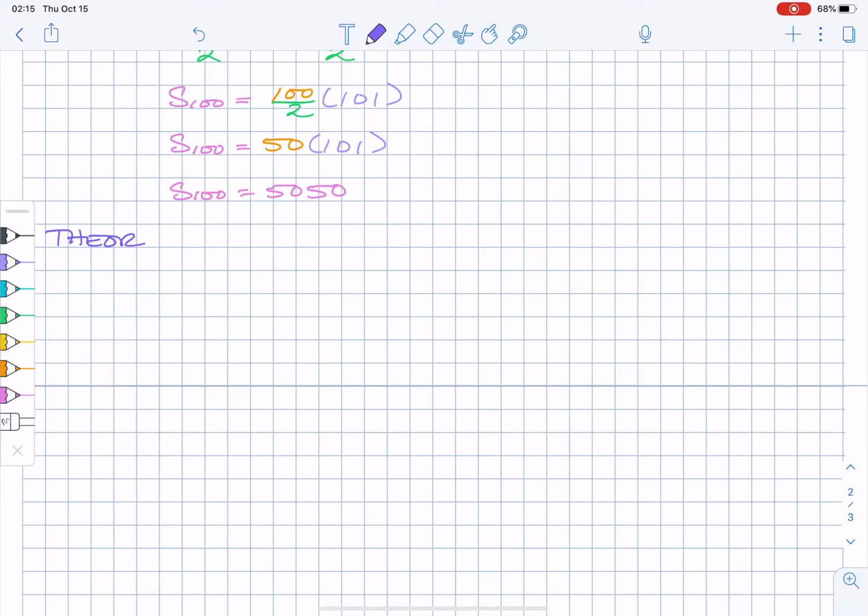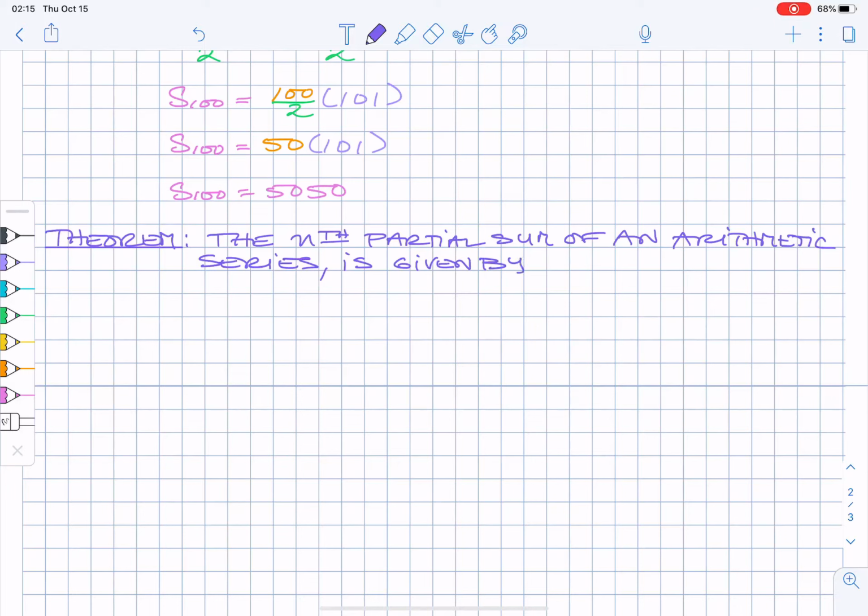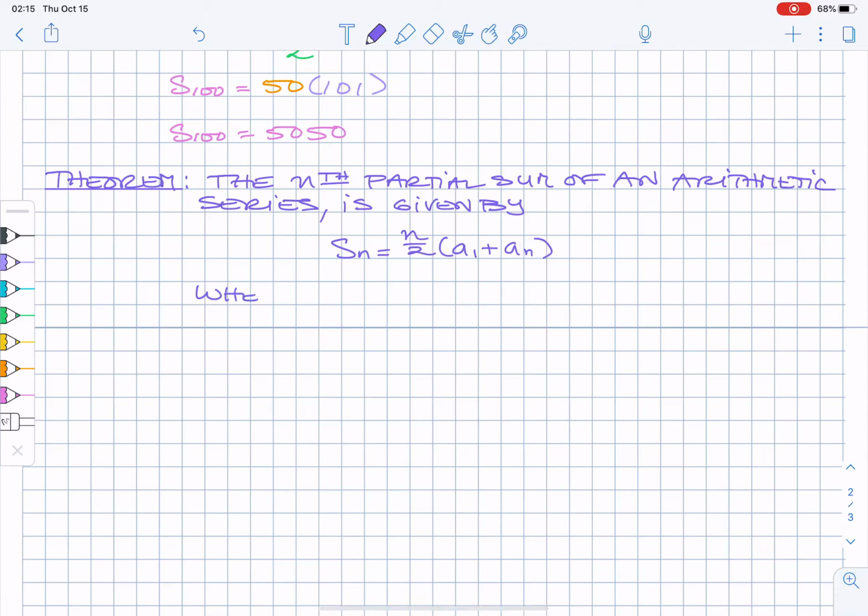Okay, so theorem. The nth partial sum of an arithmetic series is given by S sub n will be n divided by 2 times the quantity a1 plus a sub n, where, since it's arithmetic, a sub i is going to be a1 plus i minus 1 times the common difference d. Right? Remember that? For an arithmetic series.